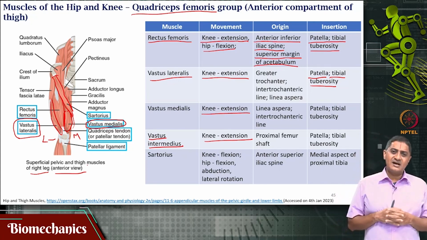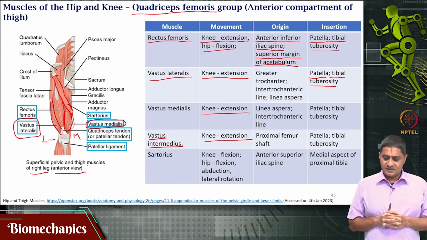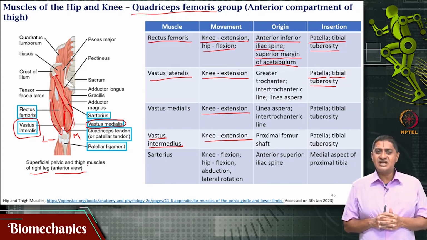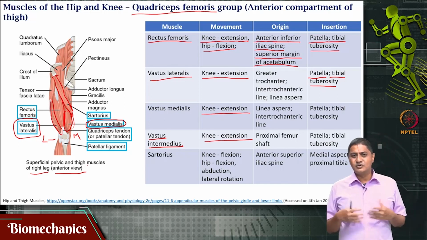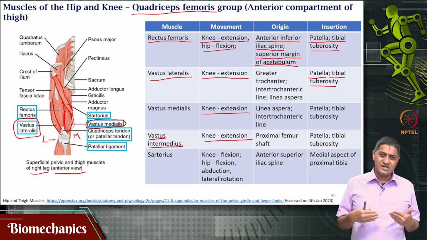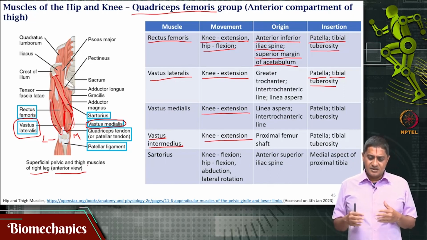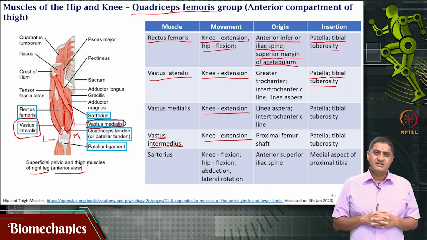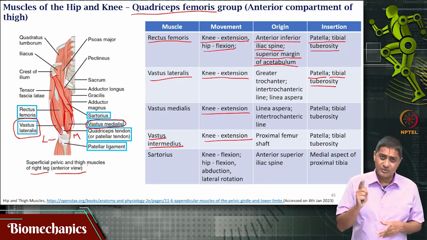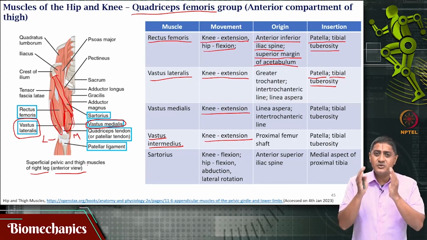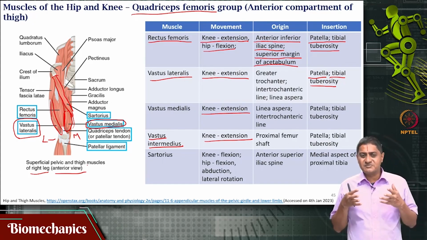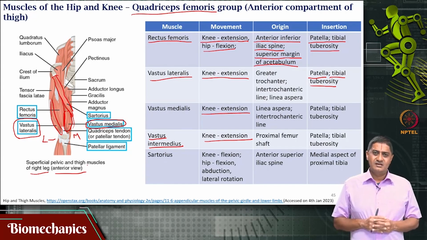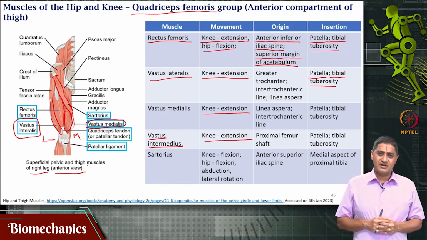So, these are the muscles that are responsible for extension at the knee joint. But then while you are walking, there are two things. One is flexion and the other is extension. Which are these four muscles? Rectus femoris, vastus lateralis, vastus medialis and vastus intermedius together form the quadriceps, right? This quadriceps group is responsible for extension of the knee.